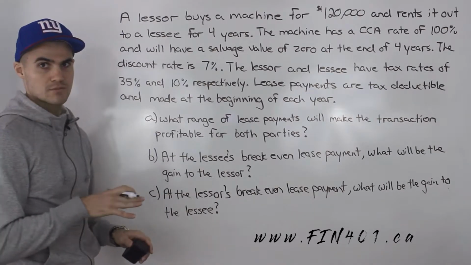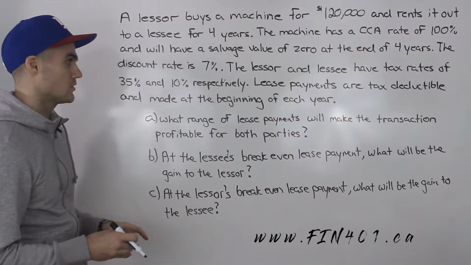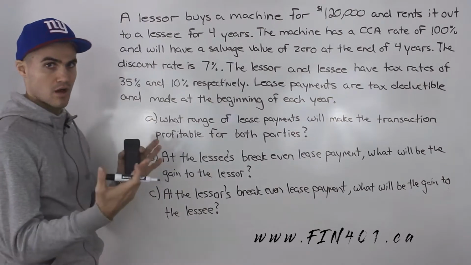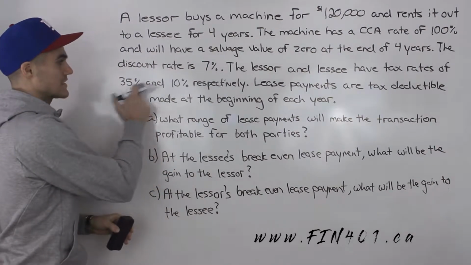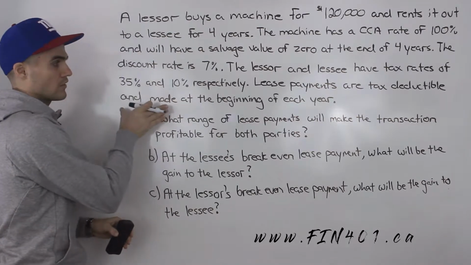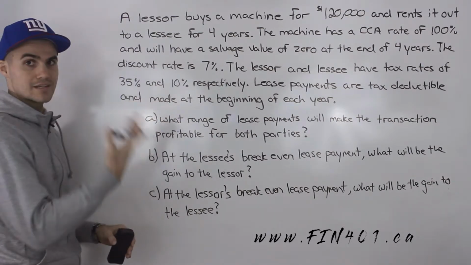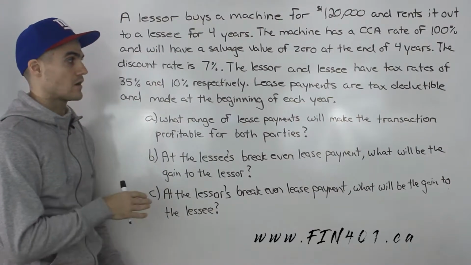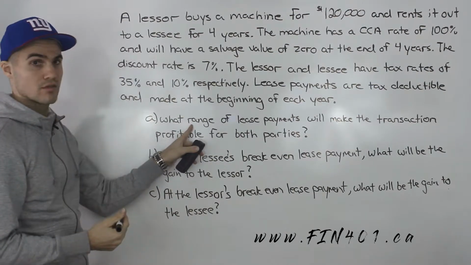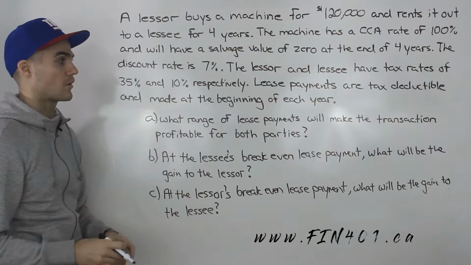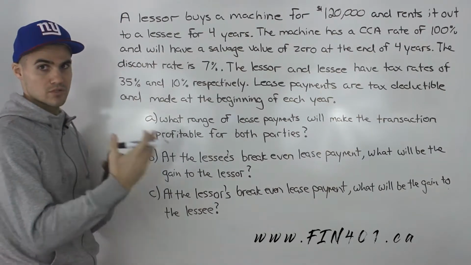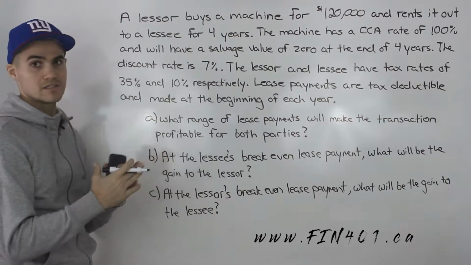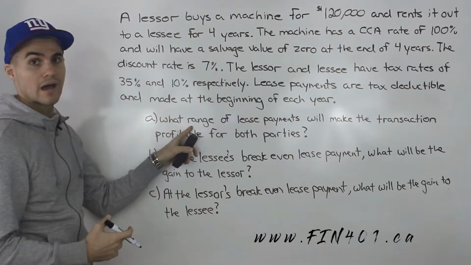Another thing that just came to mind when I read this is notice that we're going to be dealing with a range of lease payments that make the transaction profitable for both parties, and that's because the tax rates are different. We actually went over this when we talked about the leasing paradox. So I'd recommend that you watch that video series before watching this one as well, so you understand how we get this range of lease payments for Part A. Even though in that example there were no timing differences between the lease payment and the tax shield, it still gives you a good idea of what's going on and what we mean by that range.